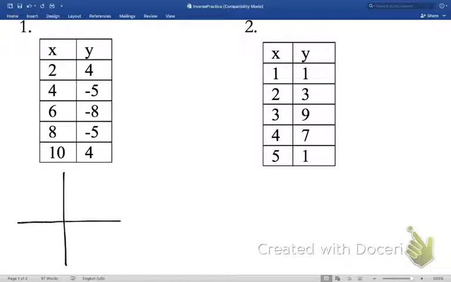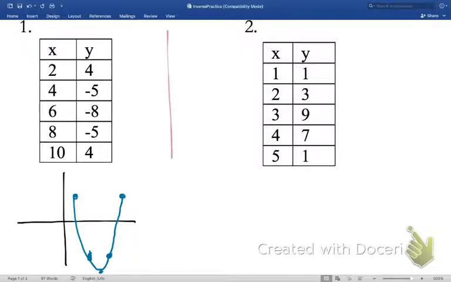I'm going to draw a little baby graph down here. I know that you've got a coordinate plane on your paper, which is great. Okay, so I'm graphing (2, 4), (4, -5), (6, -8), (8, -5), and (10, 4). And I'm going to connect those dots. So I have a nice pretty little parabola.